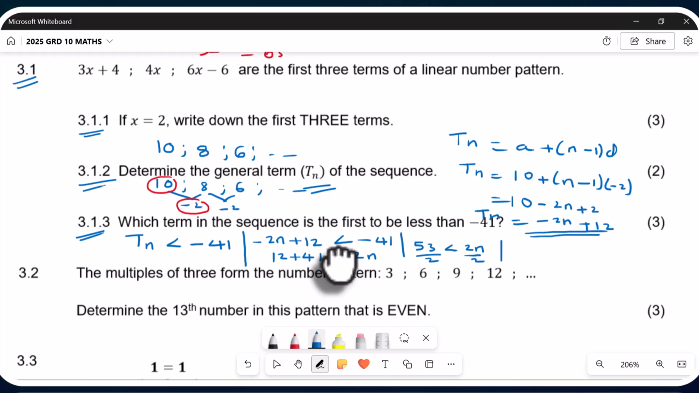Does it make sense to you? Yeah, let's move on then. Next question is 3.3. So this is 1 equals 1. What about here? 1 plus 3 equals 4. Then 1 plus 3 plus 5 equals 9. Then 1 plus 3 plus 5 plus 7 equals 16.